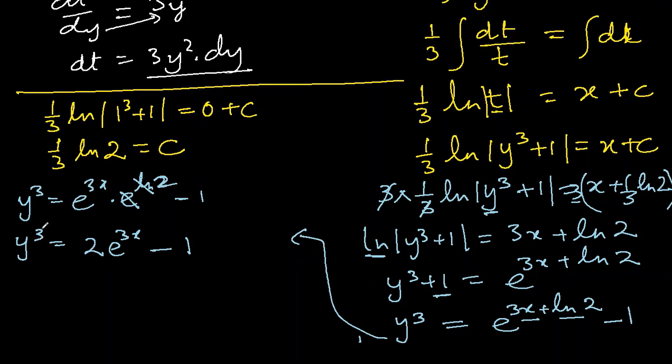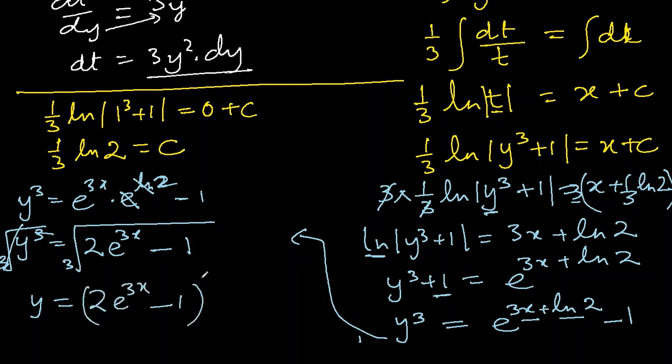Now this cube must go because we want an equation for y. So it will be cube root here and cube root there. Cube and cube root cancel out. y is equal to, and cube root can be written as, 2e to the power 3x minus 1 to the power 1/3. And this is how we got an expression for y in terms of x.